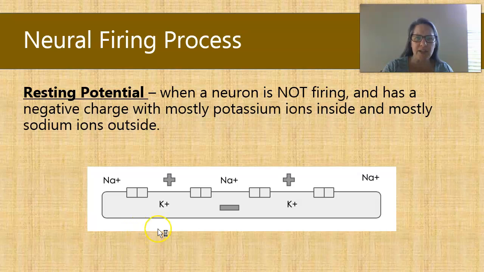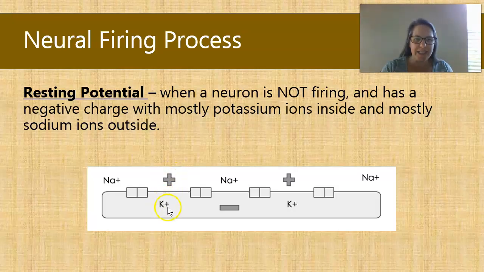There are a couple of things that are happening within the neuron during this resting potential. This little rectangular box right here is the axon of the neuron. When it's in its resting state, it has these sodium ions out here. This Na+, these are sodium ions.